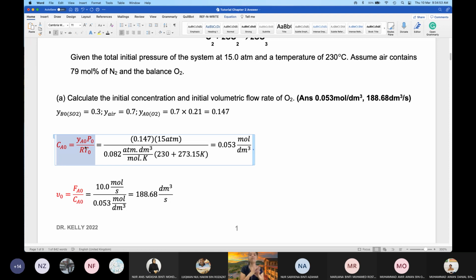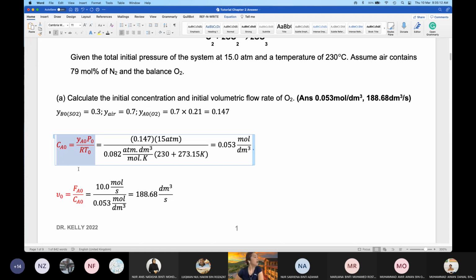So kalau ada soalan, make sure you check. Is that PA0 or is that P0? Kalau P0, mesti darab dengan YA0. Kalau dia beri terus PA0, terus ganti je. Tak ada masalah. Okay. Then pembawah dia is always the same, divided by RT0. Okay. Now, the top part yang menjadi masalah.